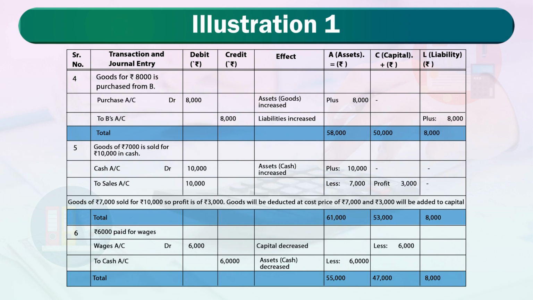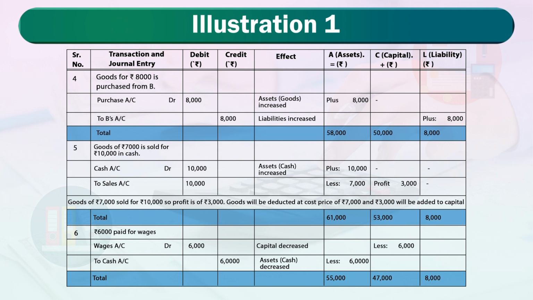The next transaction is goods for rupees 8,000 is purchased from B. Here goods comes in the business, so purchase account gets debited and B's account is credited with amount of 8,000 rupees. As goods comes in the business, effect is asset is increased. So we are adding 8,000 in the asset, and liability is also increased as we have purchased goods from B on credit. So we are adding liability of rupees 8,000 in liability column.